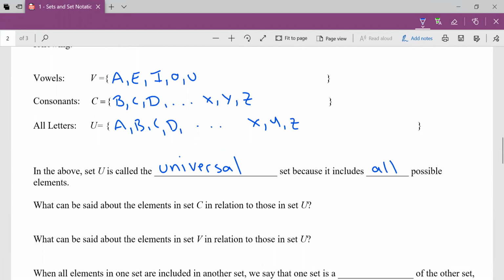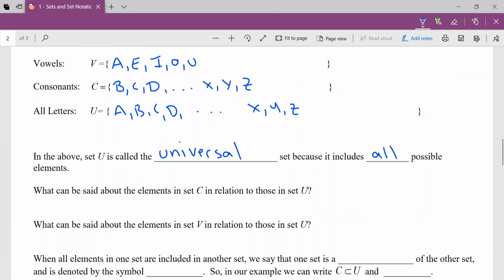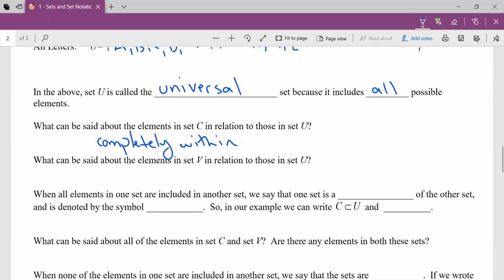What can be said about the elements in set C in relation to those in set U? Well, I want you to notice that consonants are completely contained within the universe, right? So what we call that is something special. I'll tell you that in a second. What can be said about the elements in set V in relation to those in set U? Same thing. All of the vowels are completely contained within. So they're completely within is what I'm going to write here.